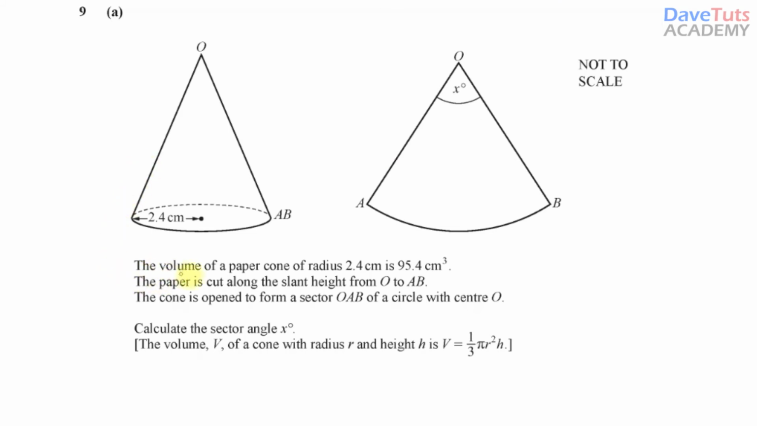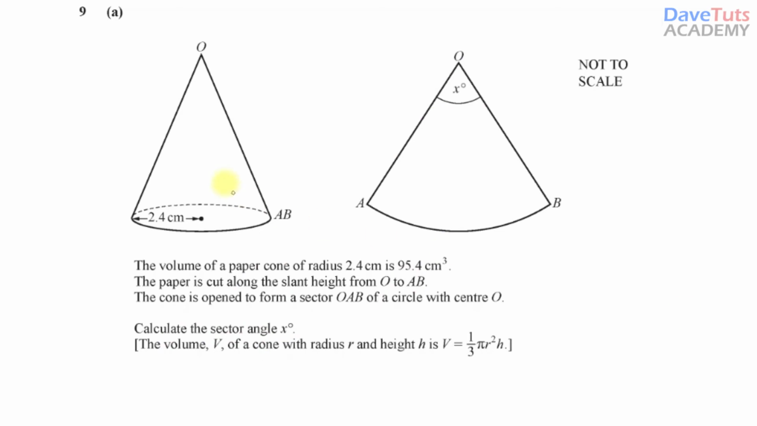In this question, we are told that the volume of a paper cone of radius 2.4 centimeter is 95.4 centimeter cube. So this particular cone, the radius of the base is 2.4 centimeter, and the volume is 95.4 centimeter cube. Then the paper is cut along the slant height from O to AB. Then the cone is opened to form a sector OAB of a circle with its center at O. We are to find the sector angle x degrees.